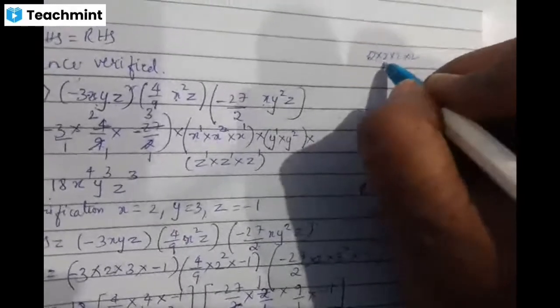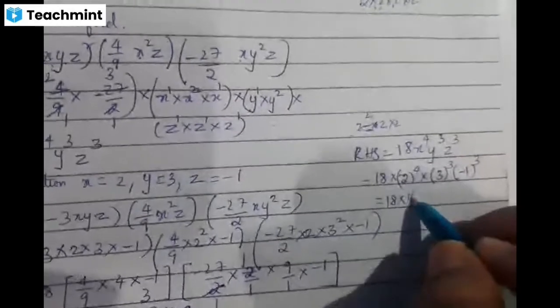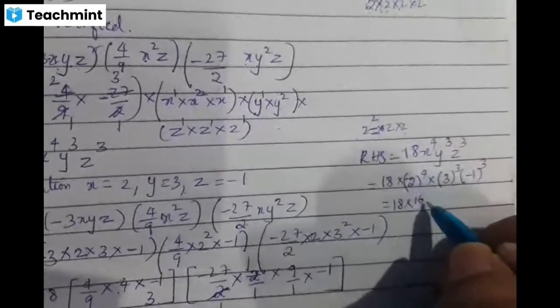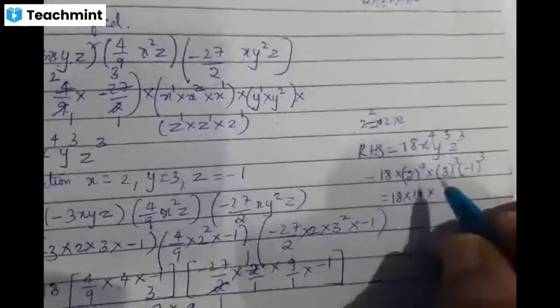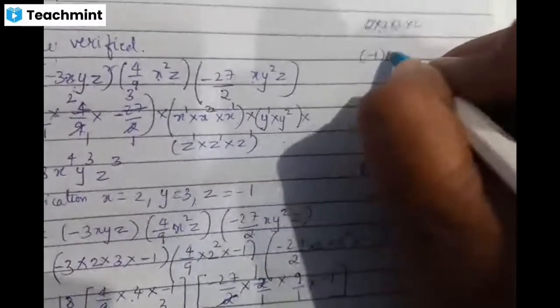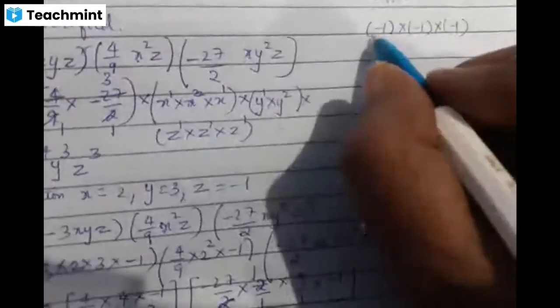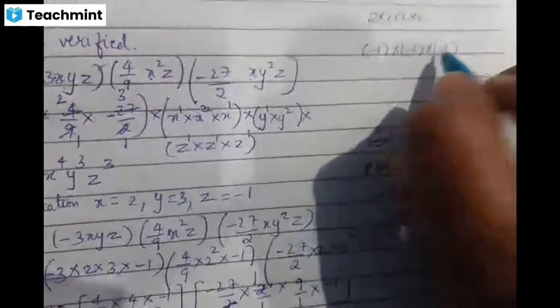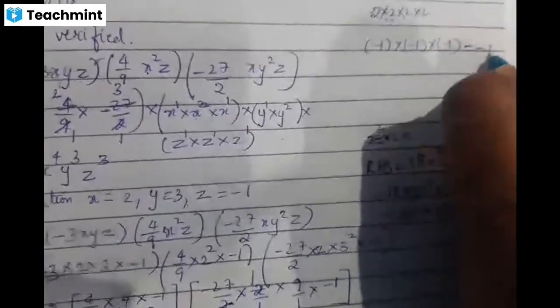2 to the 4, 2 2s are 4, 4 2s are 8, 8 2s are 16. You should always remember 2 to the power of 4 is 16, 3 to the power of 3. 3 3s are 9, 9 3s are 27, minus 1, which is multiplied 3 times. See, children, minus into minus is plus, plus into minus is minus again. So 1 multiplied 3 times is 1.